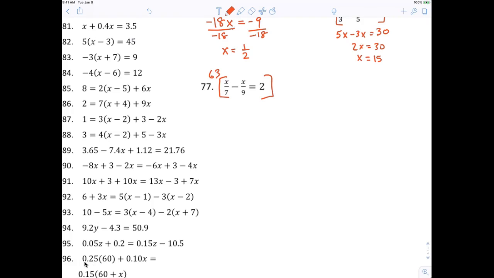How did you get 7? How did you get 7? Bradley, what's 63 divided by 7? Right? Come on, buddy. 9x minus what? Right. Equals what? Equals what? No.